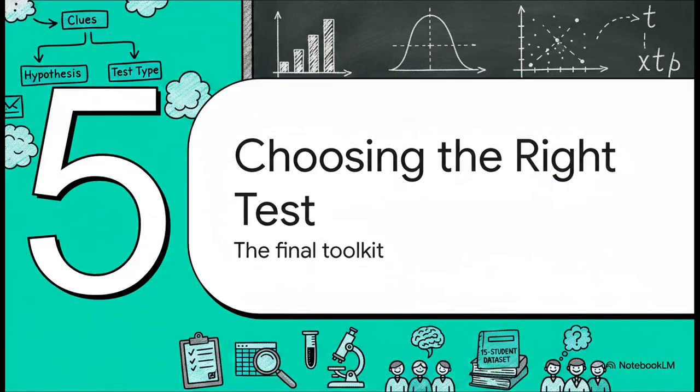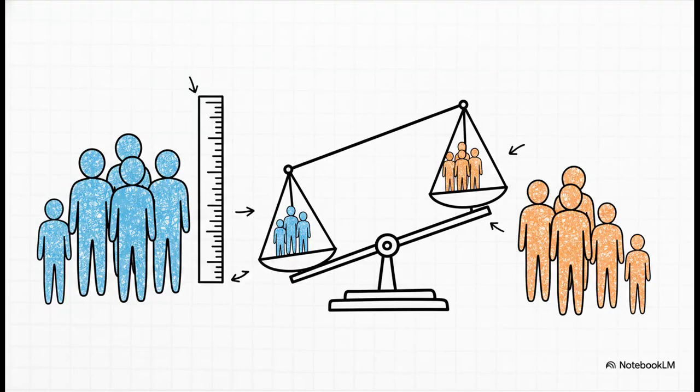Finally, we reach Section 5, Choosing the Right Test. This is our final toolkit. First up is the t-test. You use the t-test when you want to weigh or compare continuous variables between two distinct groups. For example, in a medical setting, you might use a t-test to compare the continuous blood pressure levels of a group taking a new drug versus a group taking a placebo. In our dummy data, running a t-test successfully proved that the continuous variables of heights and weights were significantly different between the men and the women.